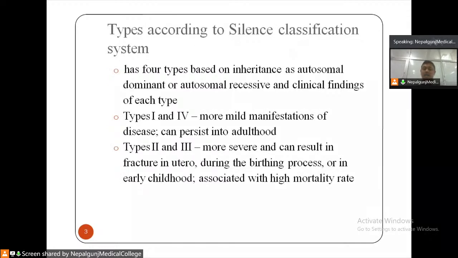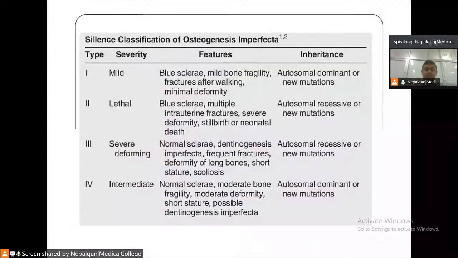Osteogenesis imperfecta has been classified into four types, based on the inheritance, whether autosomal dominant or autosomal recessive, and the clinical findings of each type. Types 1 and 4 are mild manifestations of the disease and can persist up to adulthood. But types 2 and 3 are more severe forms and can result in fractures in utero, during the birth process, or in early childhood, and are usually associated with a high mortality rate of the affected child.